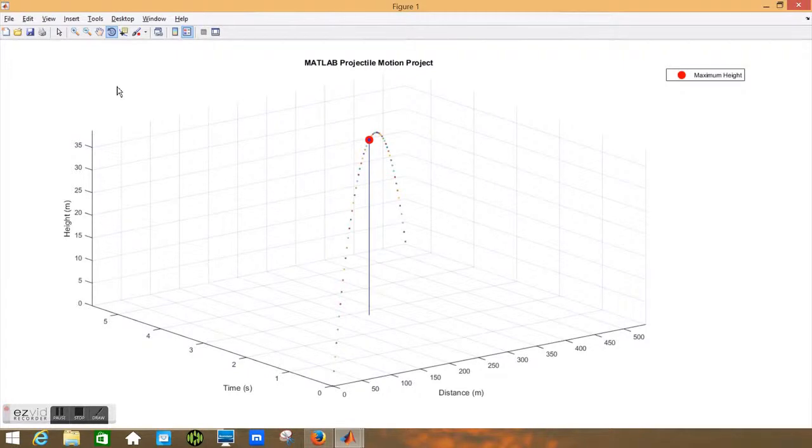Here's its trajectory. Here is the point at which it reaches its maximum height. I did this all on a distance versus time versus height, so it gives a representation of all three in one graph here. I also have a line going down to the coordinates of the time and distance coordinate here at the bottom as well. It's kind of what it looks like.